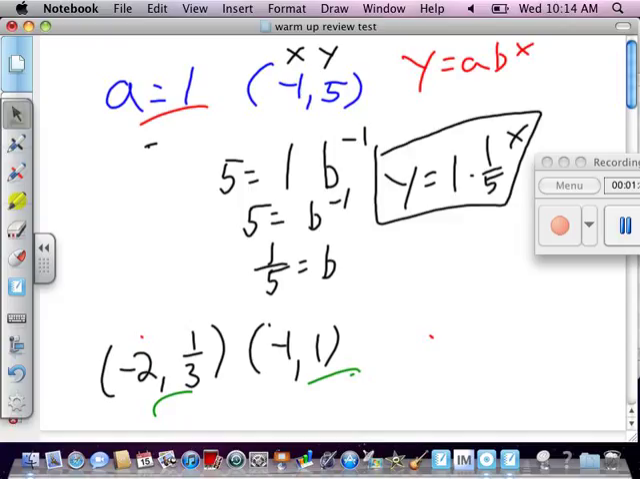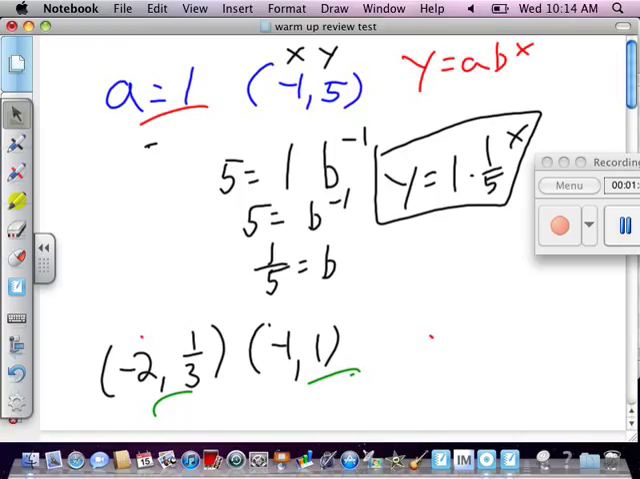Reggie, do you have a question? If you just show this much work, that's fine. Please make sure you put this in. Yes? Why did I change? Because it's taken to the negative 1 power. You got to flip it.